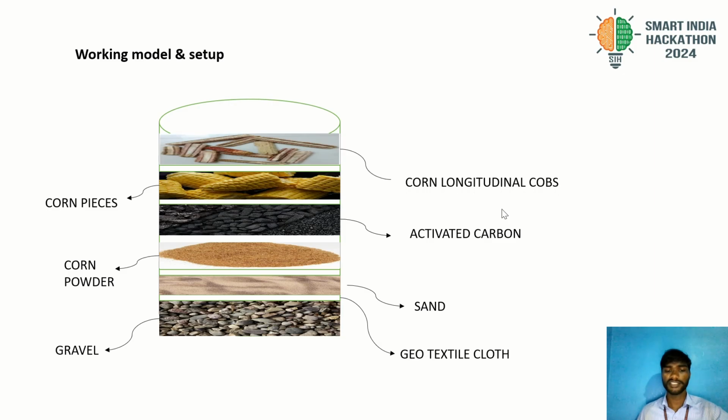One major benefit is that corn cobs are widely available and inexpensive, especially in agricultural regions. This method also encourages farmers to find value in waste that they might otherwise dispose of by burning. And these are the two methods for cost-effective solutions in greywater management.